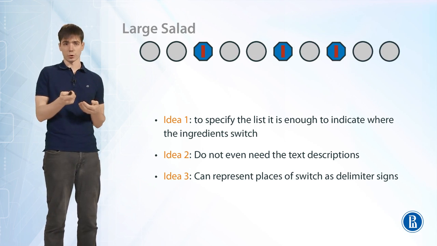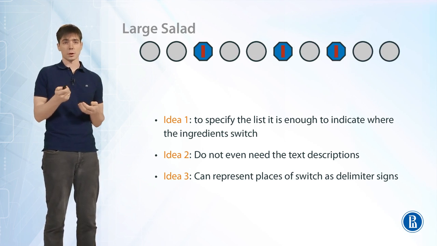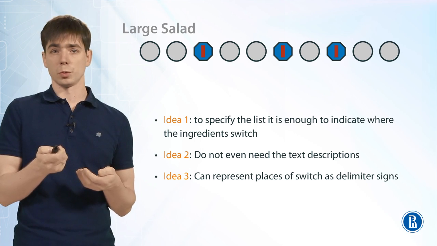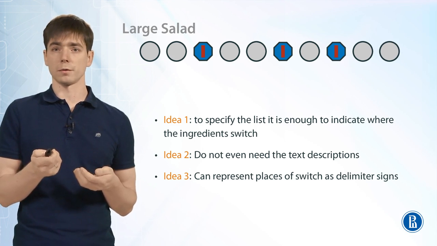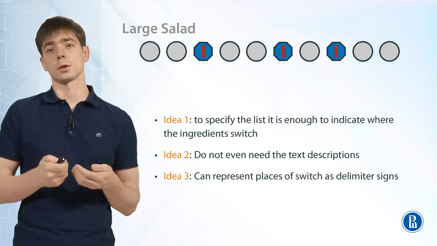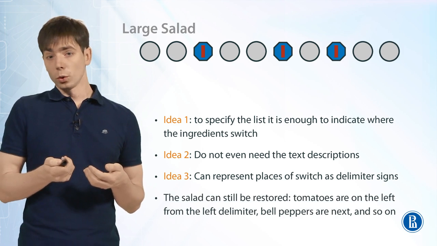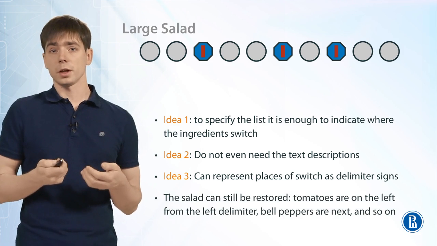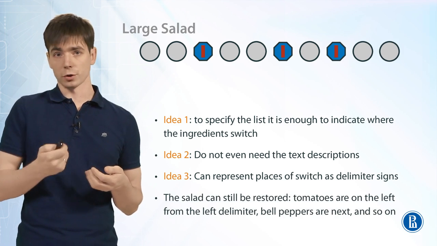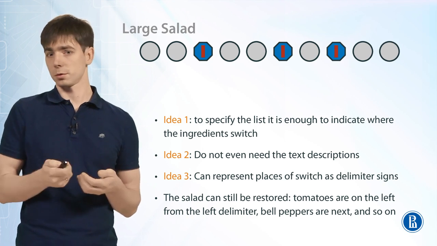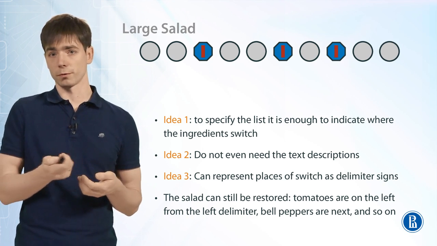So now we have the first delimiter between tomatoes and bell peppers after the second ingredient. Then the next delimiter is between bell peppers and lettuce, and the last delimiter is between lettuce and eggplant. Okay, and note again that the salad can still be restored from the current picture. We can just color the ingredients as we described before, and we will restore the original salad from this picture.